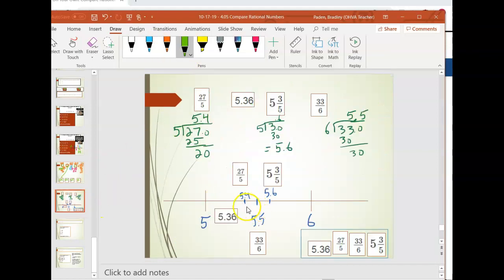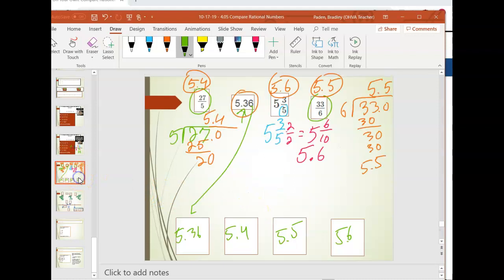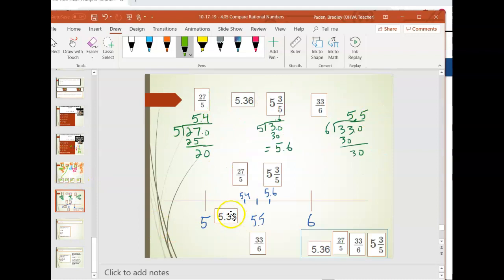Here I'm laying them out on a number line too, but it should be the same numbers. 5.36, which is right here, the lowest number. It would be like right here on the number line. It didn't really make the dash on that.